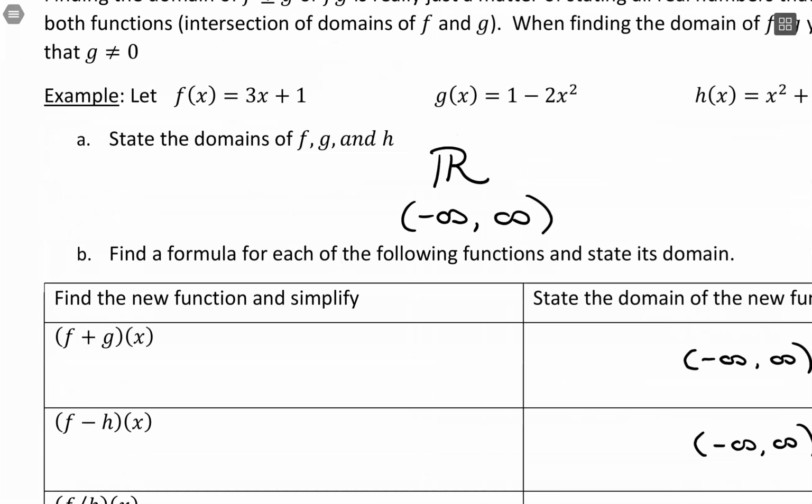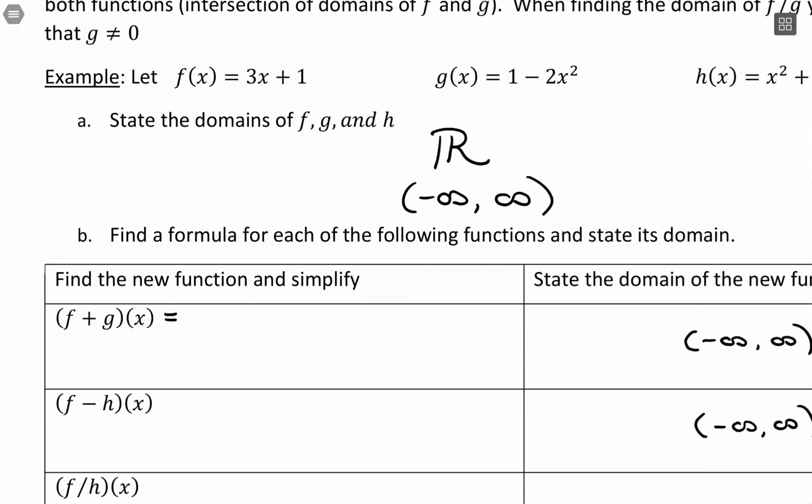So adding the two functions together. So I would take f of x, so 3x plus 1, and then I'm going to add that with g of x, which is 1 minus 2x squared. So then adding those together, I'm just going to rearrange this like a quadratic. We're going to have a negative 2x squared plus 3x, and then we have a 1 plus 1, which would be a plus 2. So what you can see is we end up with something that's quadratic there, so that makes sense that the domain is all real numbers.